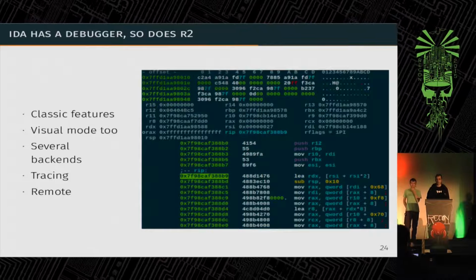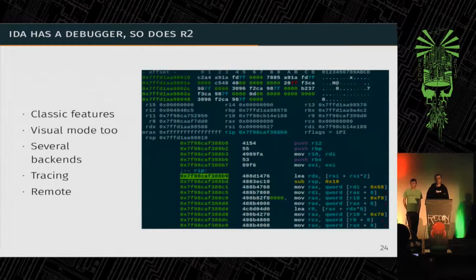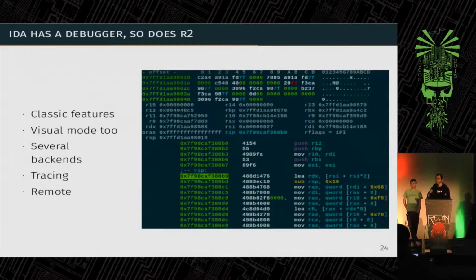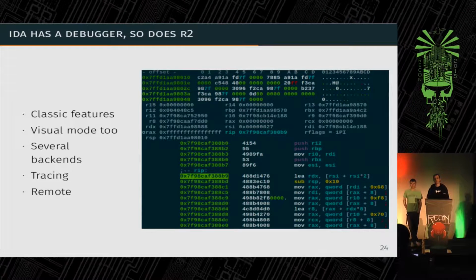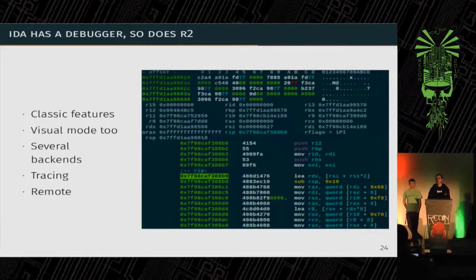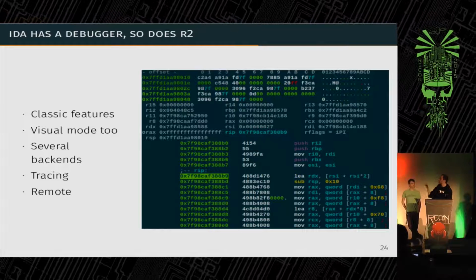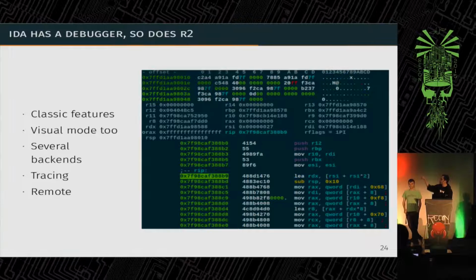IDA has a debugger, so do we. It has everything that you might expect from a debugger. It works in visual mode, so this is the visual mode. It's a little bit like PEDA, if you know about it. It was presented at Black Hat, I think. And it's a mode for GDB. And you've got the stack on top, the registers, and the current listing. You can see the here IP.